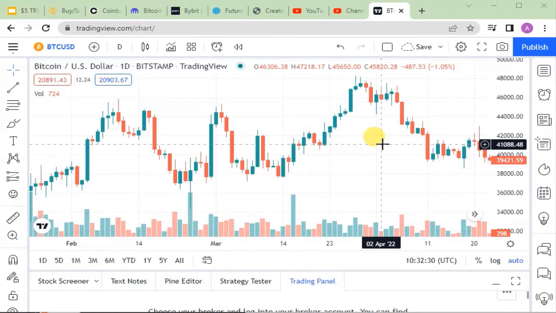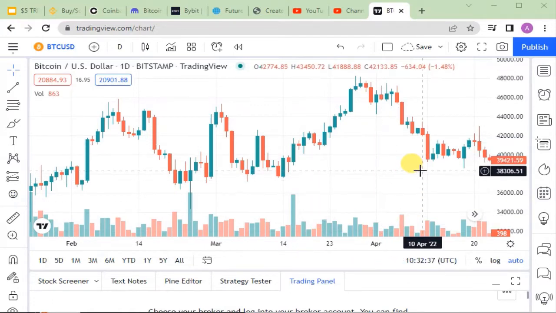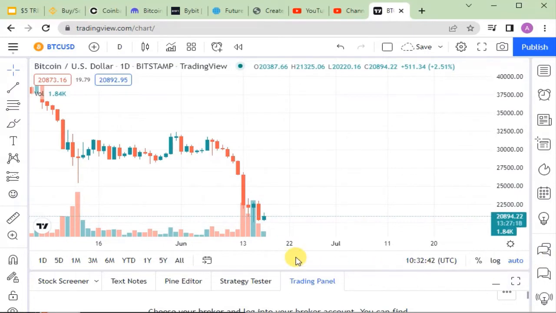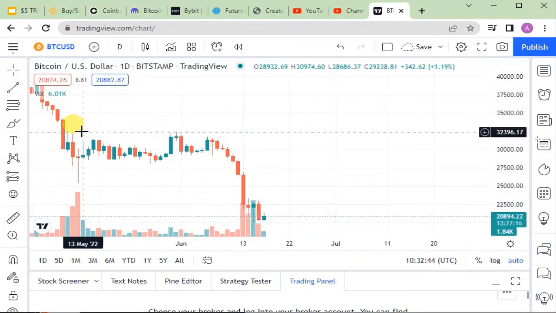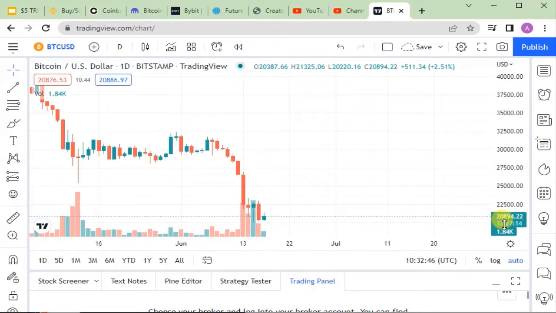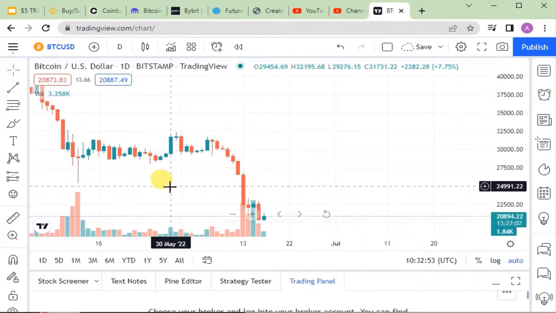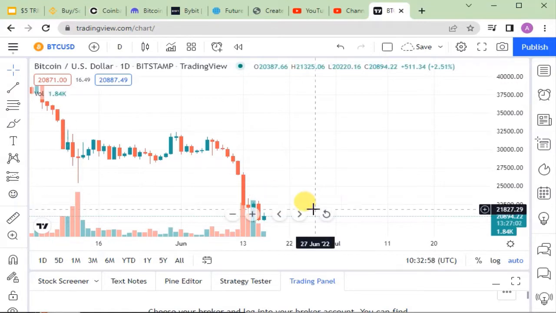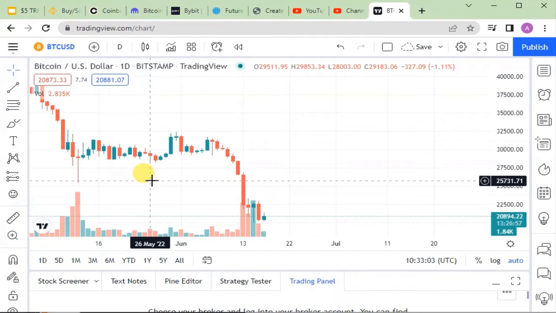This is when you buy or sell at the immediate price. Most people use this order, but I'm going to show you what it is. Let's say, as I speak now, Bitcoin is selling at $20,894.22. If I enter the market now, it means I'm buying or entering at the exact market price. That's what they mean by market order.